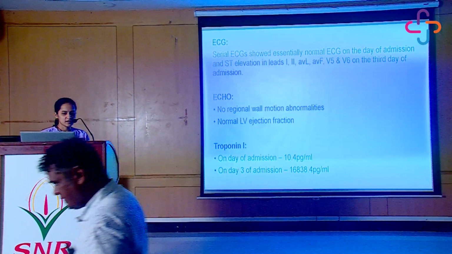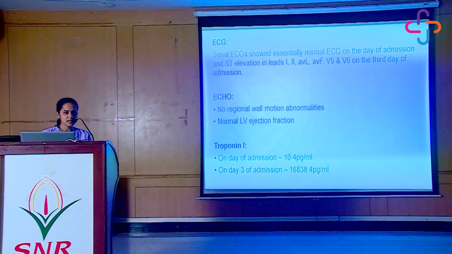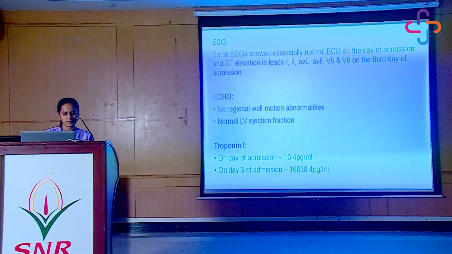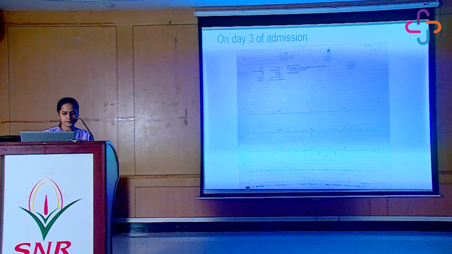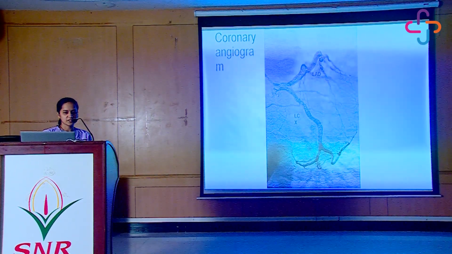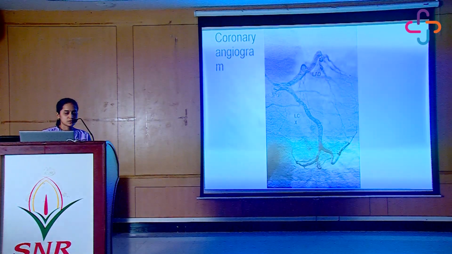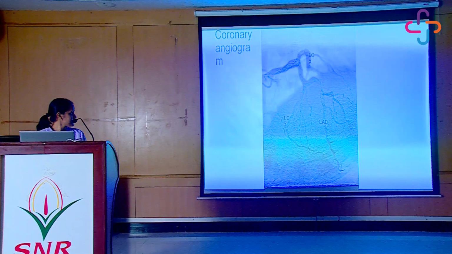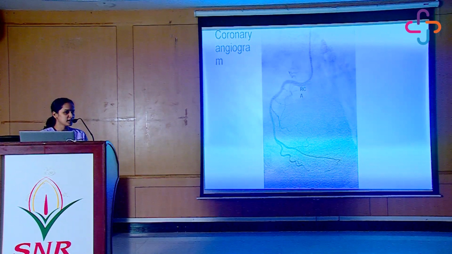Then echo was done, which did not show any regional wall motion abnormalities, and the LV ejection fraction was normal. Troponin I was done on the day of admission, which was negative, and on day 3, along with the ECG changes, we did a troponin, which was significantly elevated up to 16,838. So, the patient was taken up for coronary angiogram in view of the ST changes in the ECG along with elevated troponin. These are the angiogram pictures which showed normal coronary arteries. There was no occlusion or any significant stenosis.